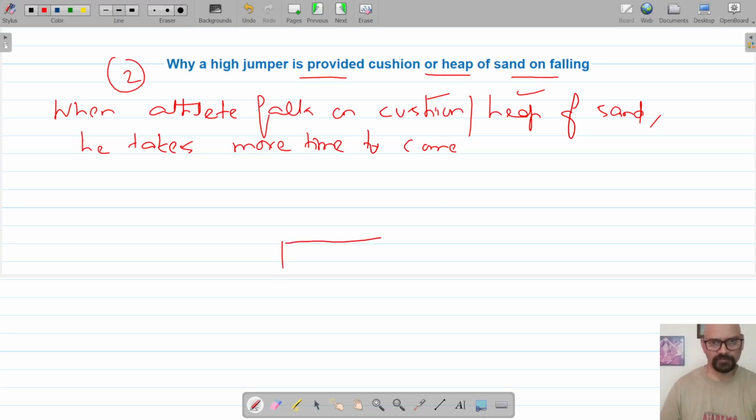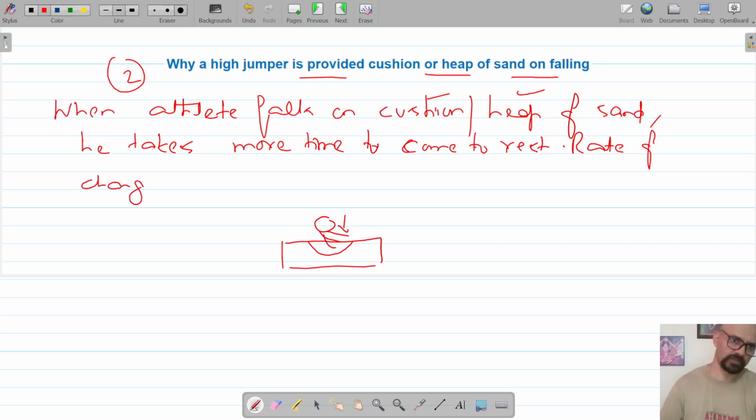let's say this is the cushion. Whenever the athlete lands on this, the cushion is pressed, and this increases the time for the jumper to come to rest, so he takes more time to come to rest, and by doing this, the rate of change of momentum of the athlete is less, which reduces the rate of change of momentum.